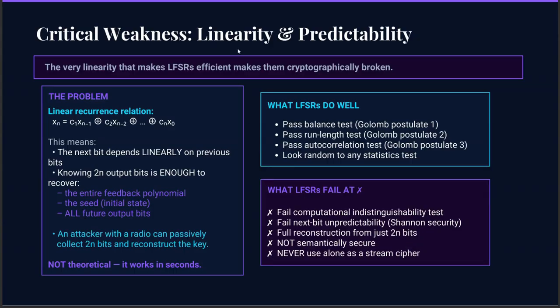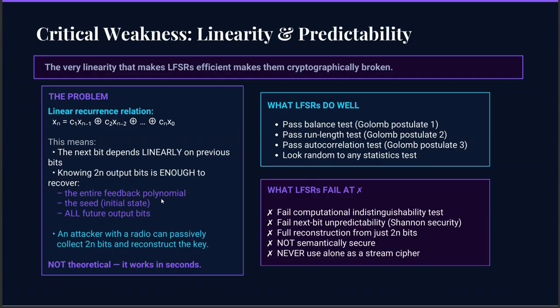Now we reach the biggest weakness of LFSR, and the weakness of LFSR is linearity. The recurrence relationship of an LFSR is linear. This means that every future bit is generated using an XOR combination of previous bits. Mathematically, the next bit depends linearly on earlier bits. This creates a serious cryptographic problem. If an attacker observes enough output bits, the attacker can mathematically reconstruct the feedback polynomial, the internal state, and the future output sequence. For an L-bit LFSR, observing approximately 2L output bits is enough.